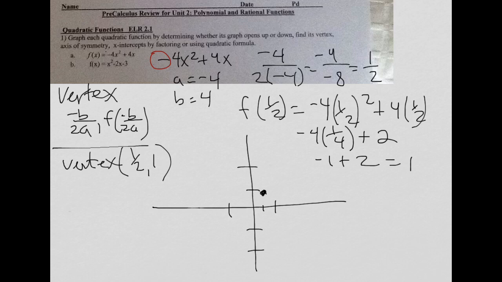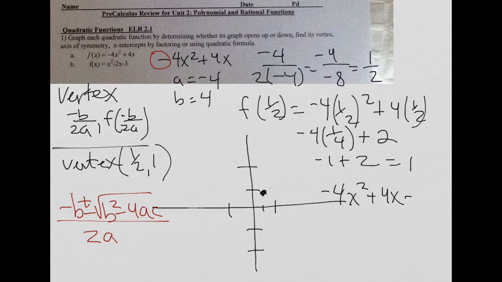We need to figure out our x-intercepts. So you could either use the quadratic formula, or you could factor. I'm going to factor it. So when I factor this equation, let's rewrite it: negative 4x squared plus 4x equals 0.